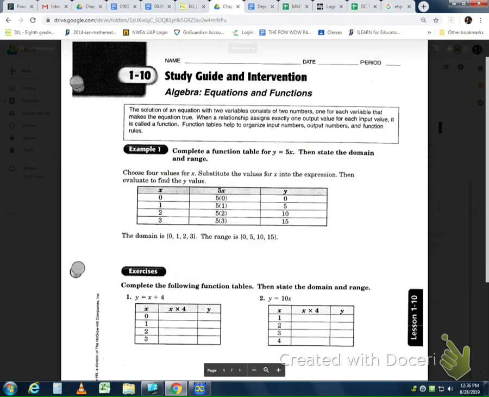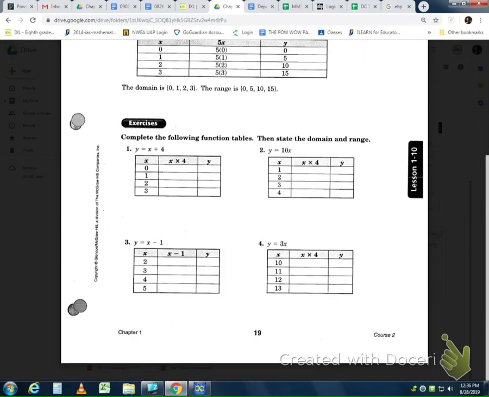All right, number 1. It says complete the following function tables, then state the domain and range. Notice on these, they give us, like number 1, the rule is y equals x plus 4. They put that right here, x plus 4. They chose for the input 0, 1, 2, 3. If they don't choose the input for you, you choose 0, 1, 2, 3. It makes it easier.